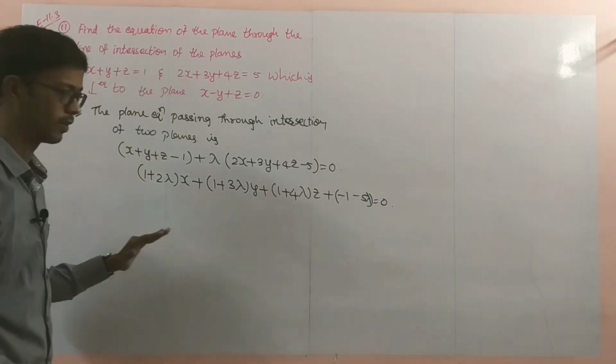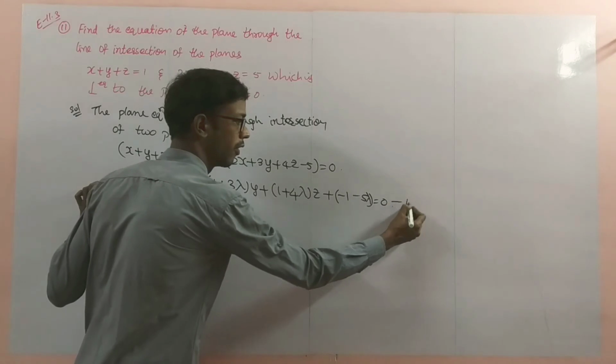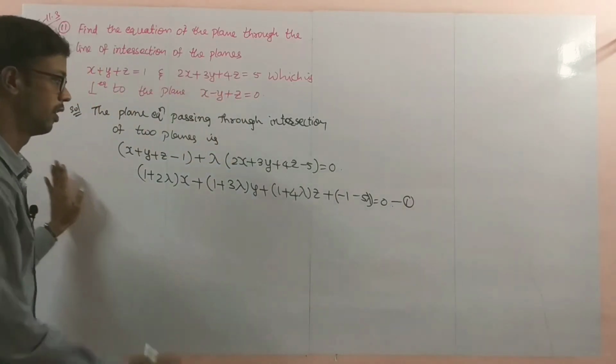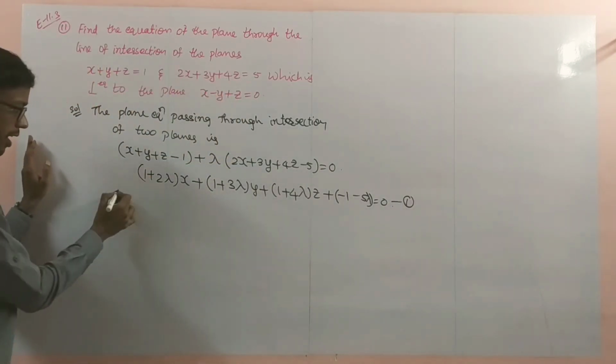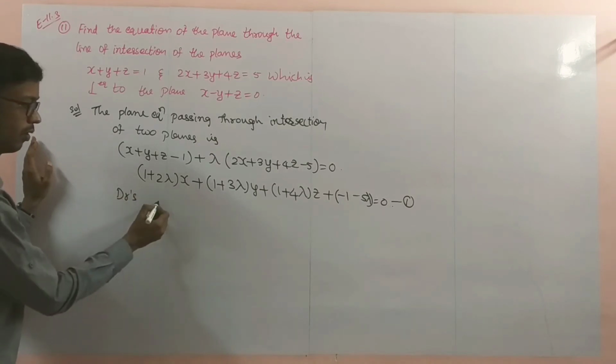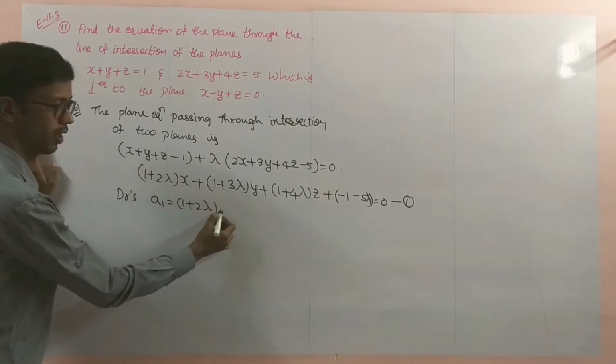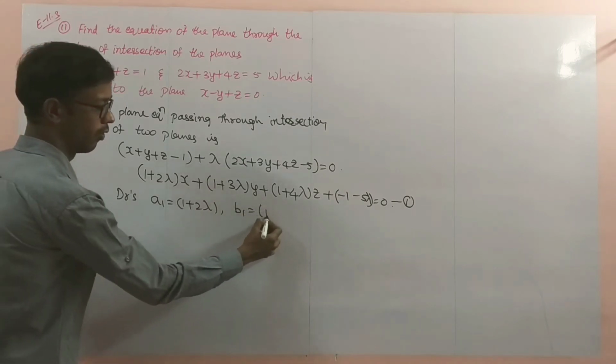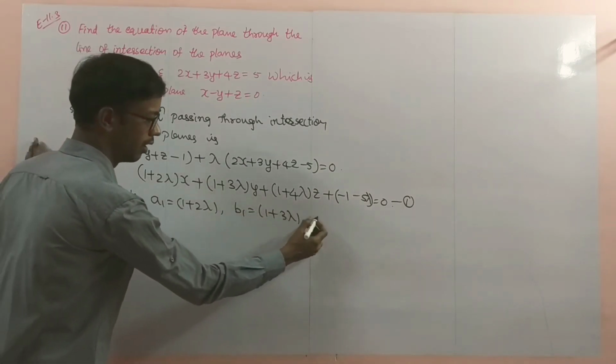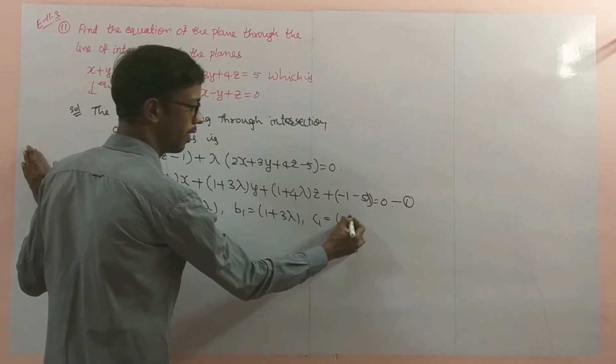Next one, equation 1, you have to take this one. Direction ratios I am taking. Direction ratios A1 equal to 1 plus 2 lambda, beside what is there, that are the direction ratios here. B1 equal to 1 plus 3 lambda, C1 equal to 1 plus 4 lambda.